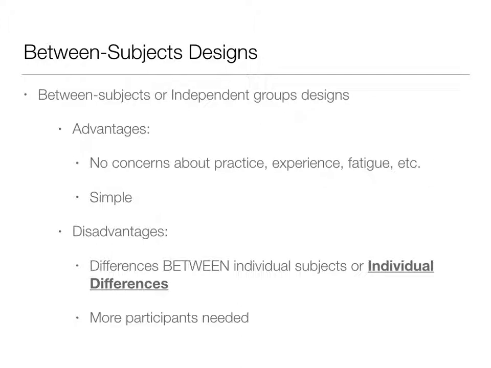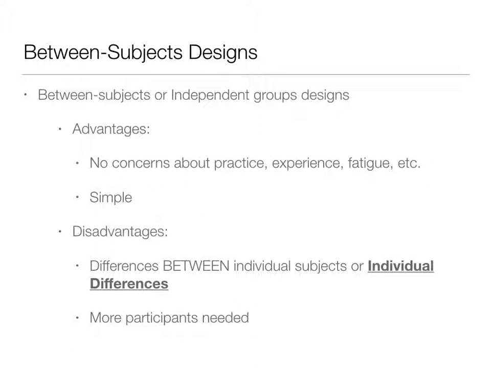The other thing that is a problem or a disadvantage is that we need more participants. So if we need 10 data points for our control group and 10 data points for our experimental group, that's 20 subjects if we're doing a between subjects design. If we can do it as a within subjects design, then we only need 10 people. So again, we're going to need more participants to work on a between subjects design.